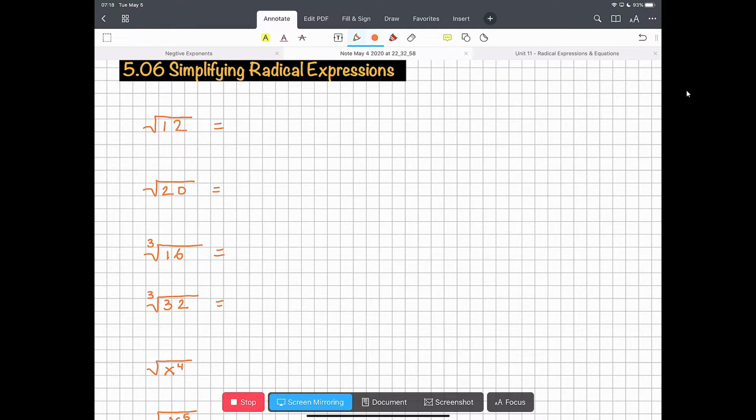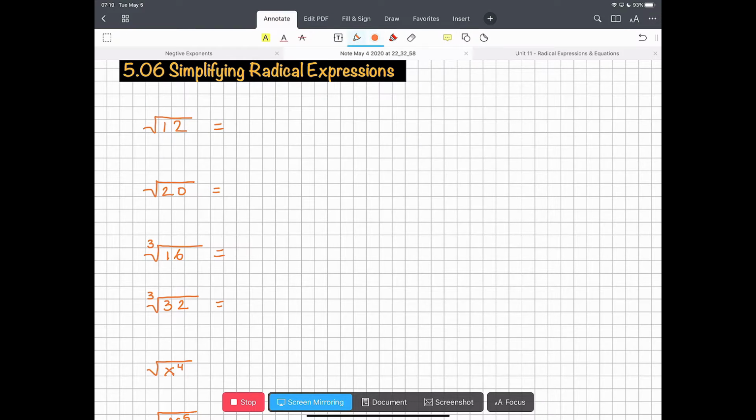Today's lesson is a review of simplifying radical expressions, focusing on radical expressions that are not perfect squares. So we'll start with the square root of 12. 12 is not a perfect square. So the way that we'll break this down, try to simplify this, is we're going to look for the greatest perfect square that is a factor of 12. Well, 12 can be rewritten as 4 times 3.